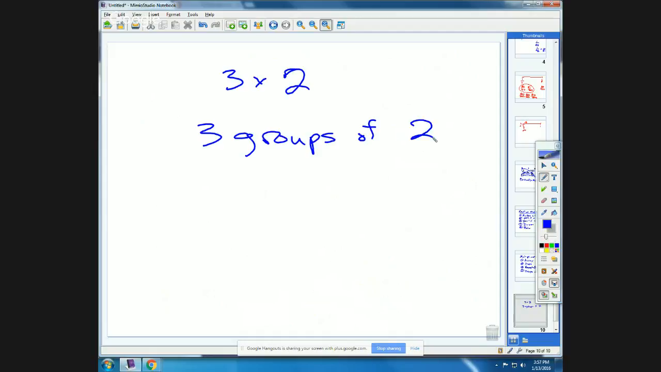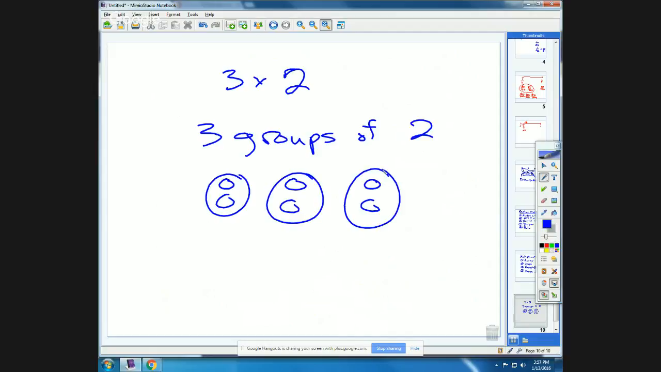And so I can draw that. Here's one group of 2, here's another group of 2, and here's another group of 2. And that's a slightly different picture than I would draw for 2 groups of 3. The orientation would be different. So I'll see if I can extend this to fractions.